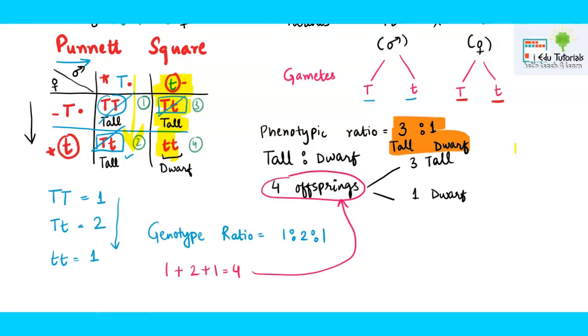In my next video, we will be talking about probability in the case of monohybrid cross only. This is also going to be very important.